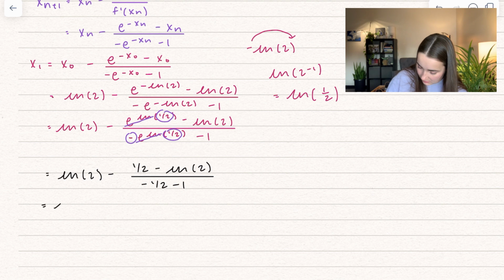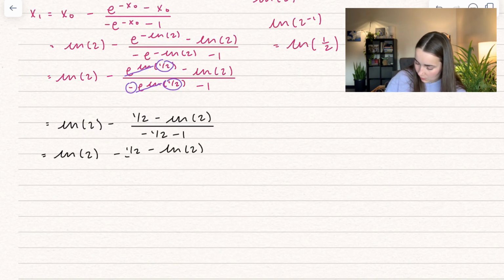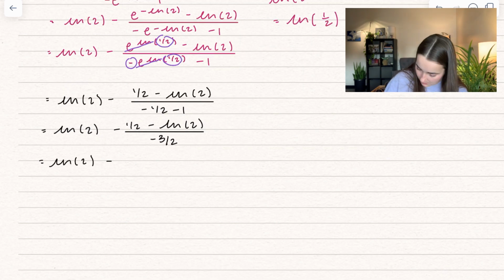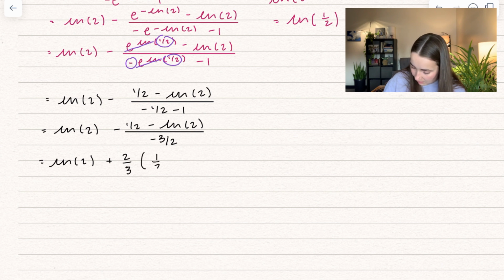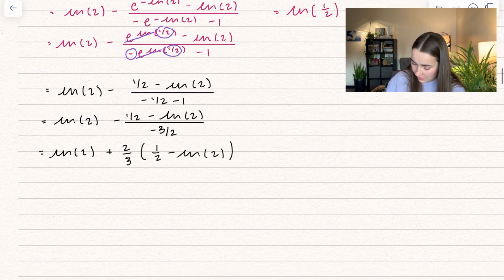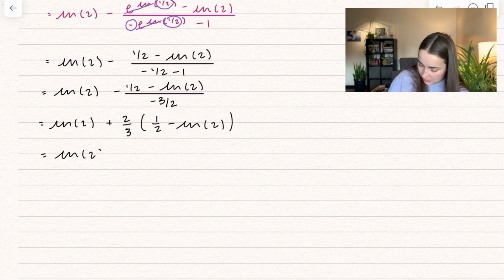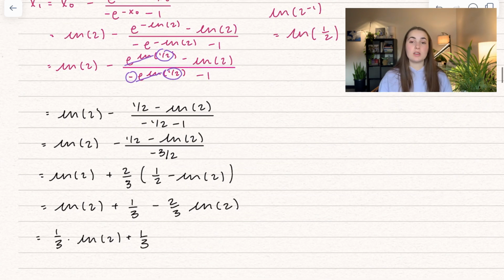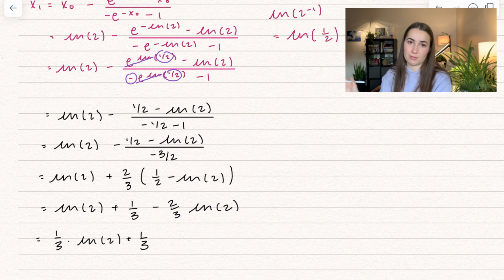Here we can combine the denominator, right? So negative 1/2 minus 1 is going to be negative 3/2. Whenever we divide by a fraction, we multiply by it flipped. Since we're subtracting a negative, that becomes a positive 2/3 times 1/2 minus the natural log of 2. And here we can distribute that 2/3. So we get the natural log of 2 plus 1/3 minus 2/3 natural log of 2. So we get 1/3 times the natural log of 2 plus 1/3. And that right there would be your x sub 1. You could continue going on to find x sub 2, x sub 3, x sub 4. You could use a calculator, you could use Desmos, whatever your heart desires.